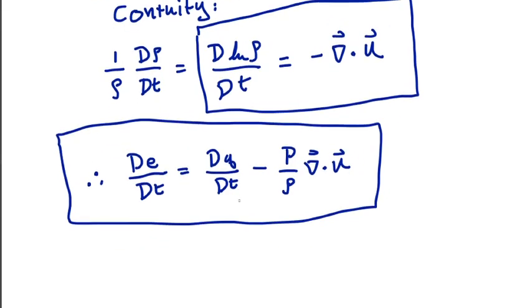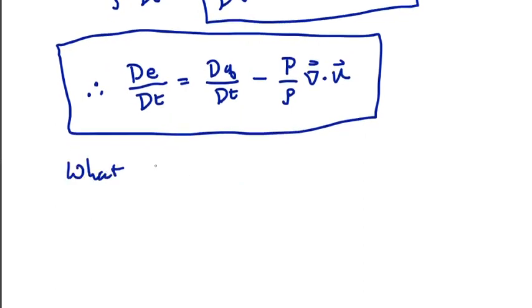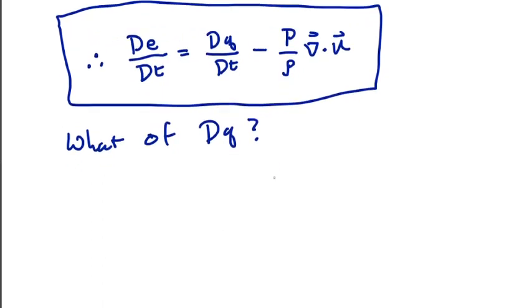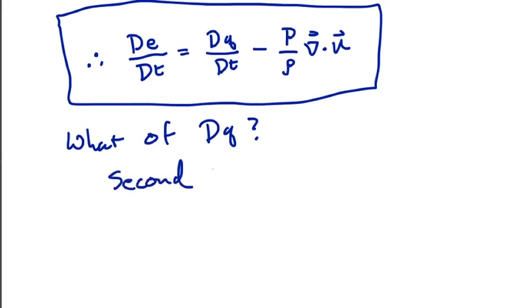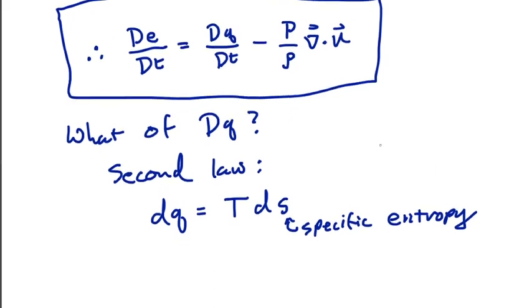And we're almost done. Now we just need to think about what dq is and represents. Well, to get a handle on dq, it's often useful to appeal to the second law of thermodynamics. And the second law of thermodynamics says that dq is related to T ds, where s here is the specific entropy, or the entropy per unit mass. If we now put this into our equation, we can get a closed form for our system.